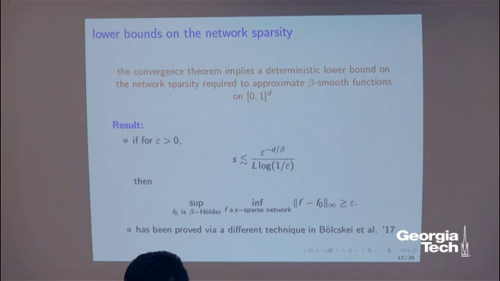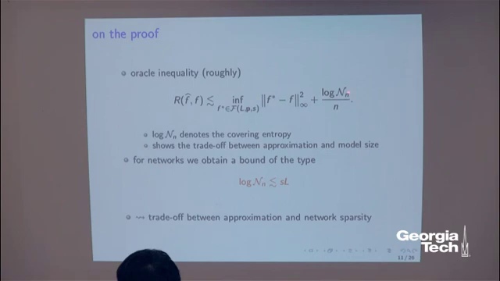And that is just about how well can you approximate Hölder functions with networks. That has nothing to do with statistics. So why do we get it out of the statistical analysis? Well, we get it out of the Oracle inequality here, because suppose that would not be true.